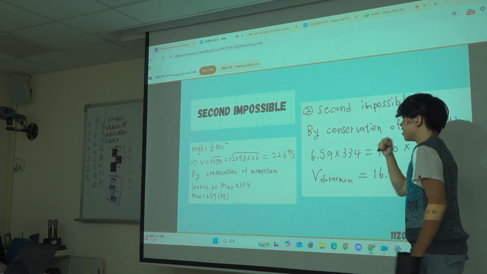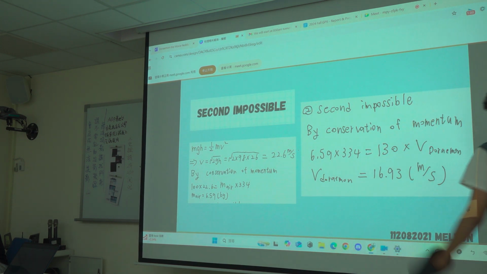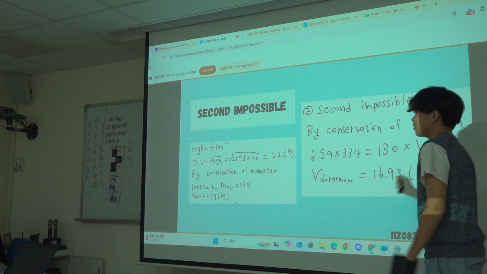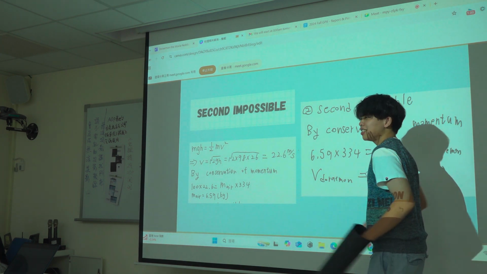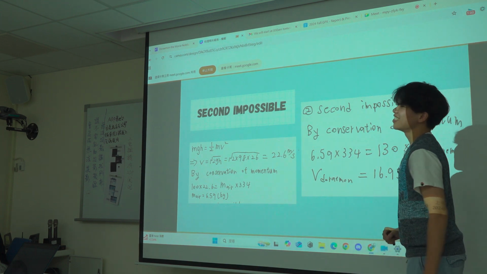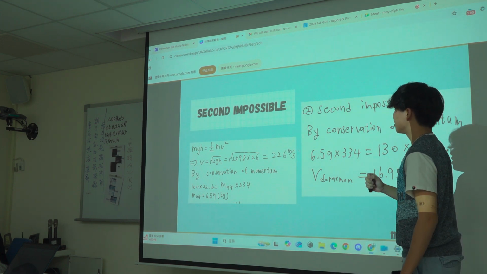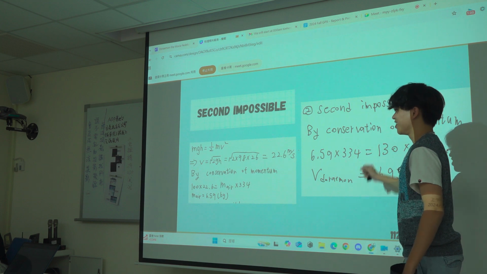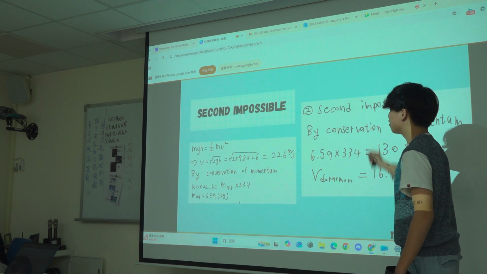So the Doraemon's go-back velocity is 16.93 meters per second. But in the video, it didn't go back, so it is impossible for that. Okay, that's the second impossible, and I have a video for that. Okay, video first.